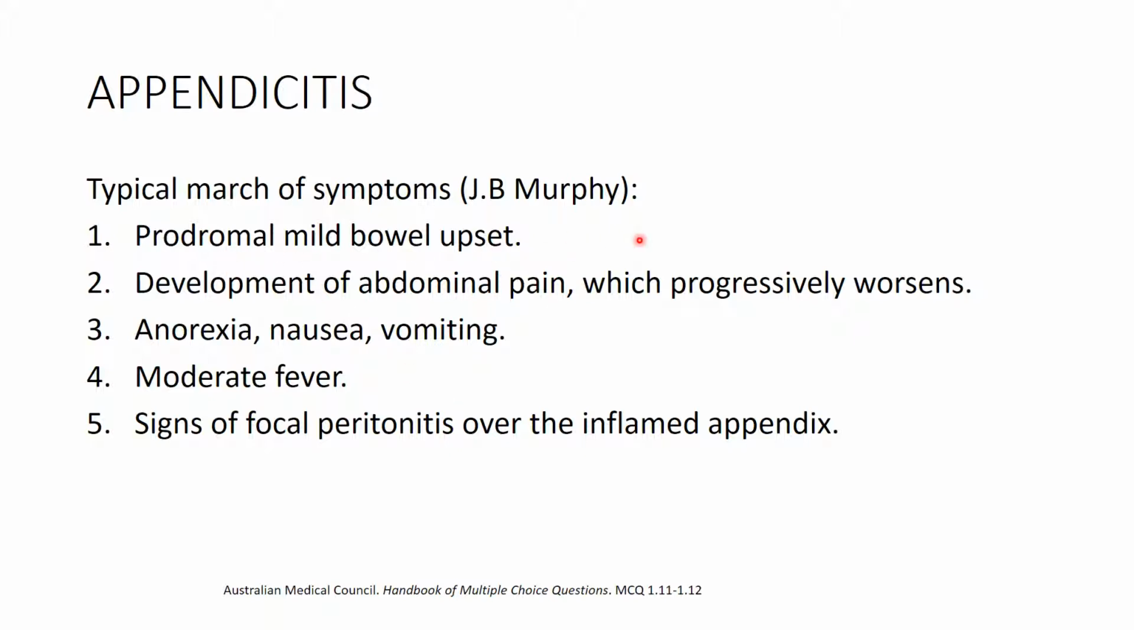Typical march of symptoms: J.B. Murphy. Prodromal mild bowel upset, development of abdominal pain which progressively worsens, and there is anorexia, nausea, and vomiting. Moderate fever, signs of fecal peritonitis over the inflamed appendix.